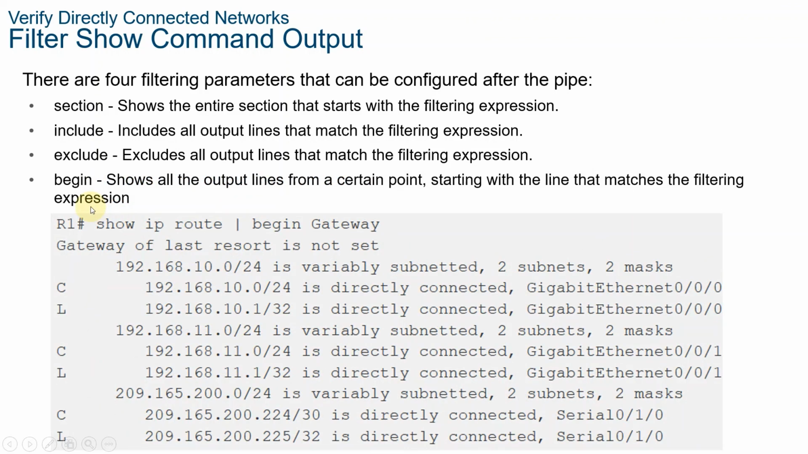And the last one is begin. It shows all the output lines from a certain point, starting with the line that matches the filtering expression, as shown in the example. Something like show ip route pipe begin gateway would display the section starting with gateway. The output filters can be used in combination with any show command.